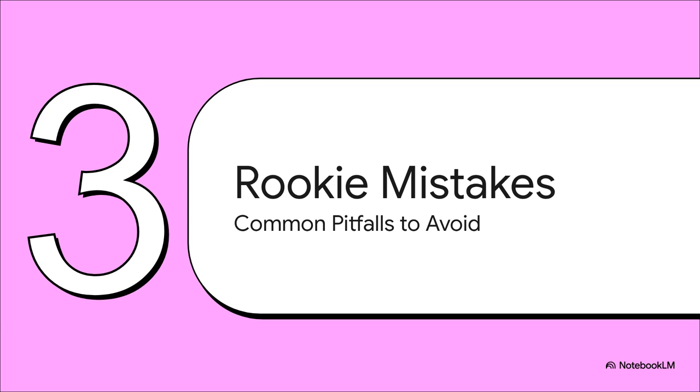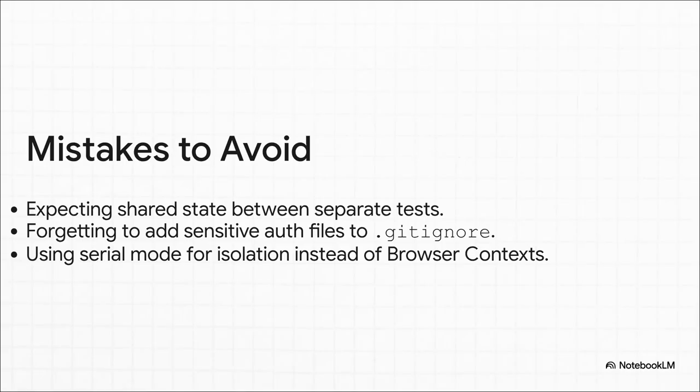Okay, so now you get the power of browser contexts, but knowing what to do is only half the battle. Let's quickly cover the common pitfalls so you can sidestep them like a pro. So here are the 3 big rookie mistakes. Number 1, expecting state to be shared. You just have to burn that idea out of your brain. Every test is its own island.